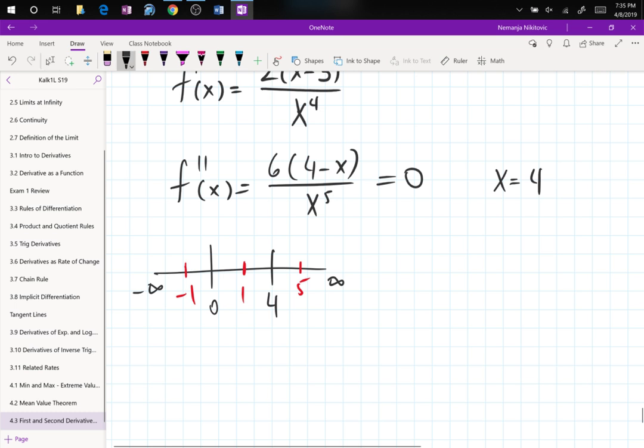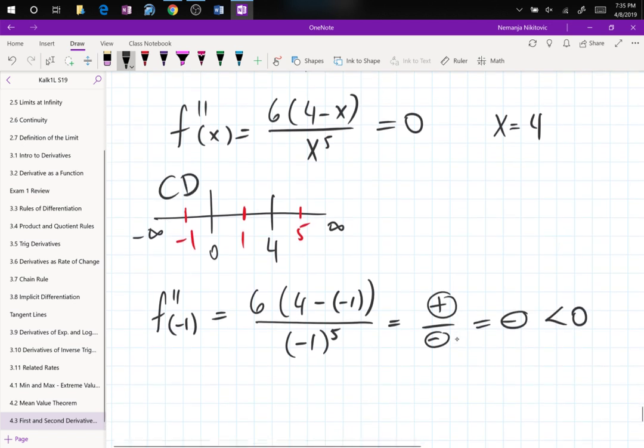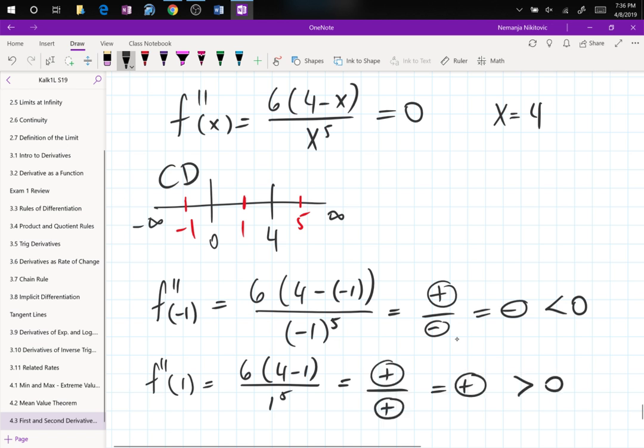And now I have my second derivative for negative 1. I have 6 times (4 minus negative 1) divided by negative 1 to the 5th power. So this is going to be a positive over negative, gives me a negative. So concave down. Second derivative at 1 is 6 times (4 minus 1) divided by 1 to the 5th. That's a positive over positive, which is positive, which is larger than 0, concave up.